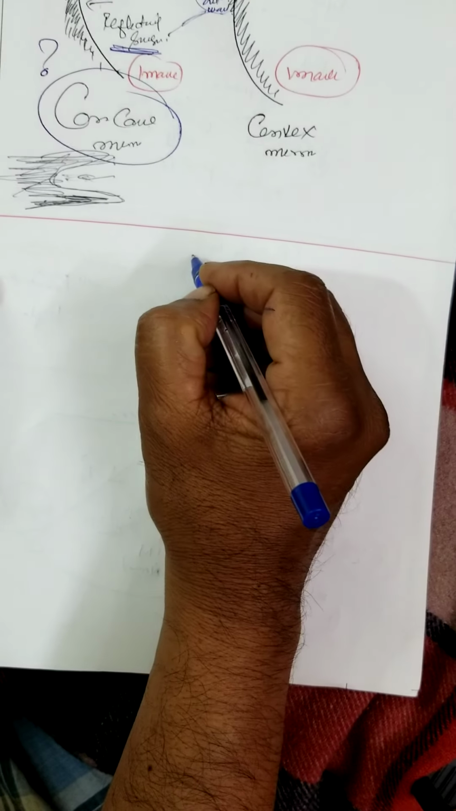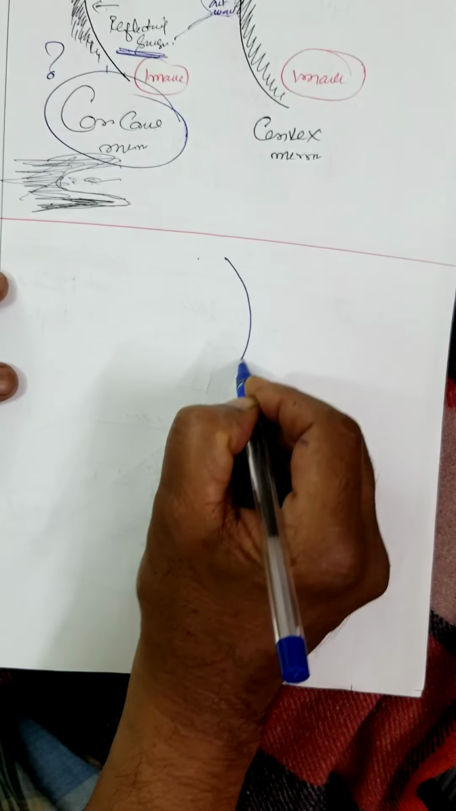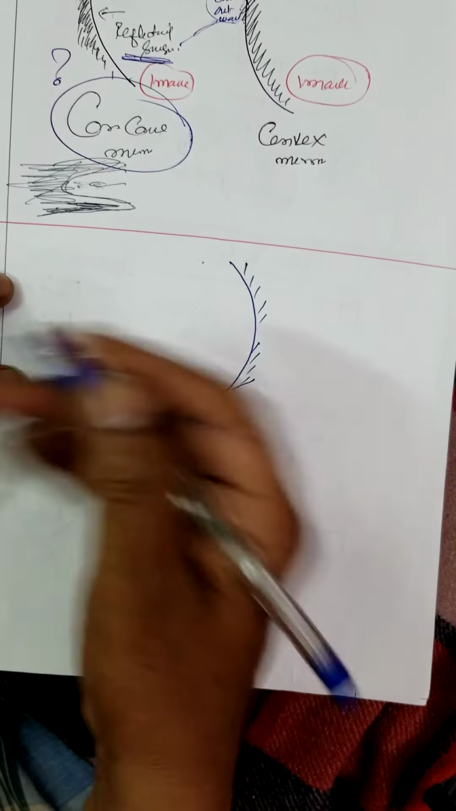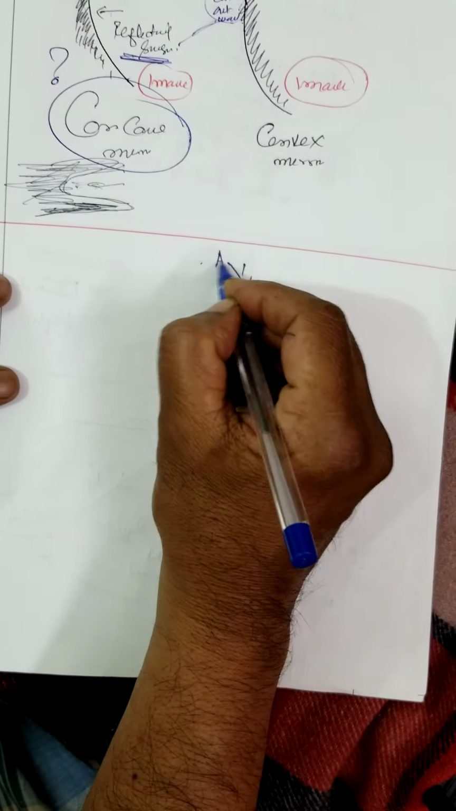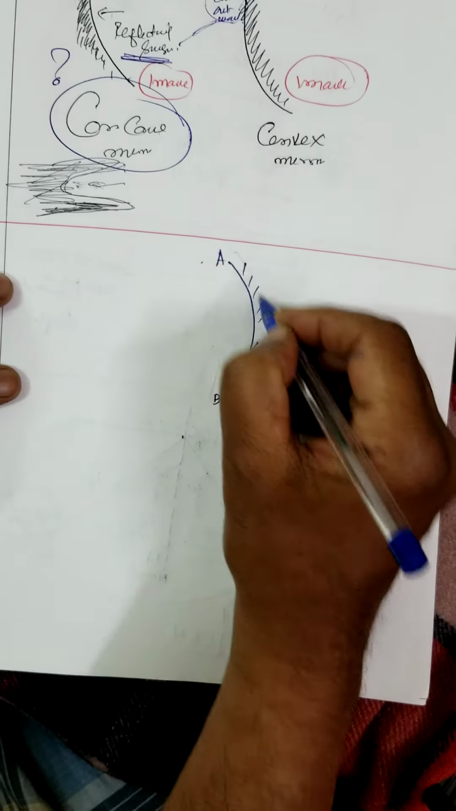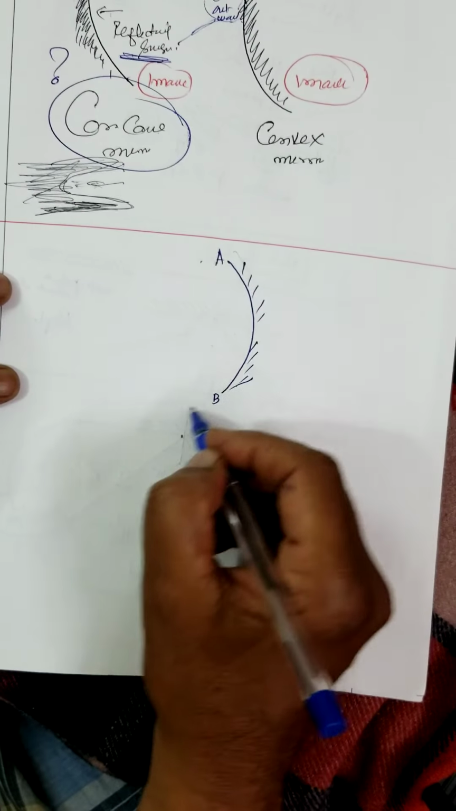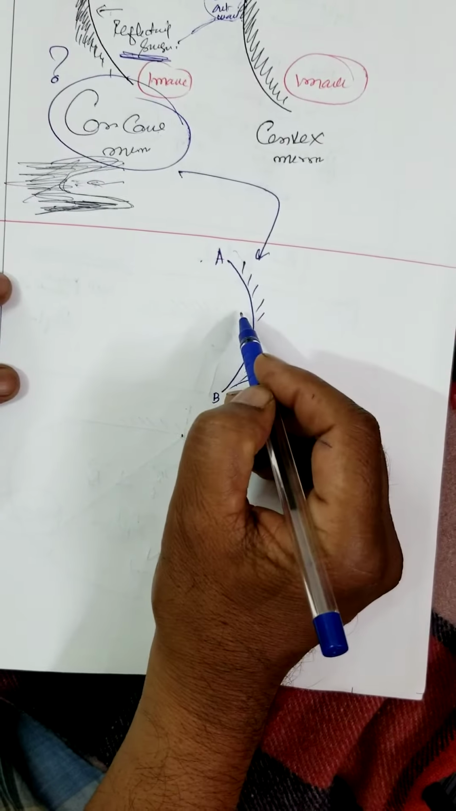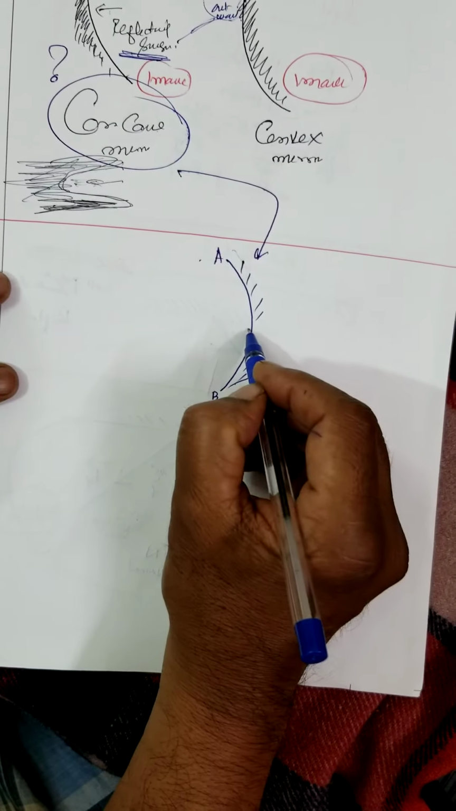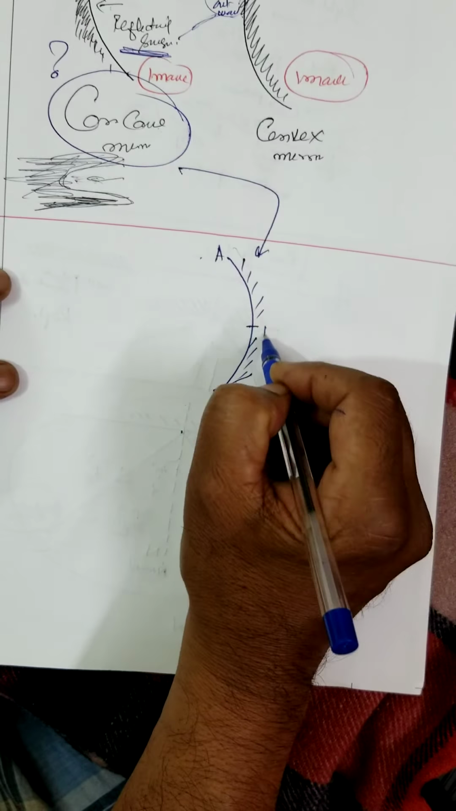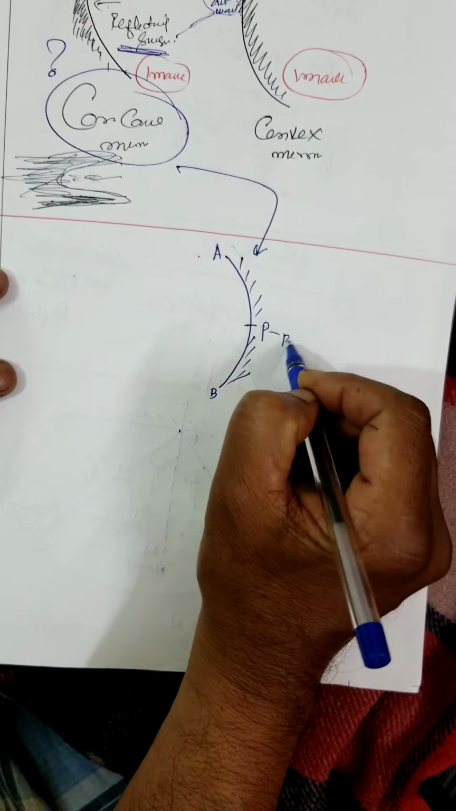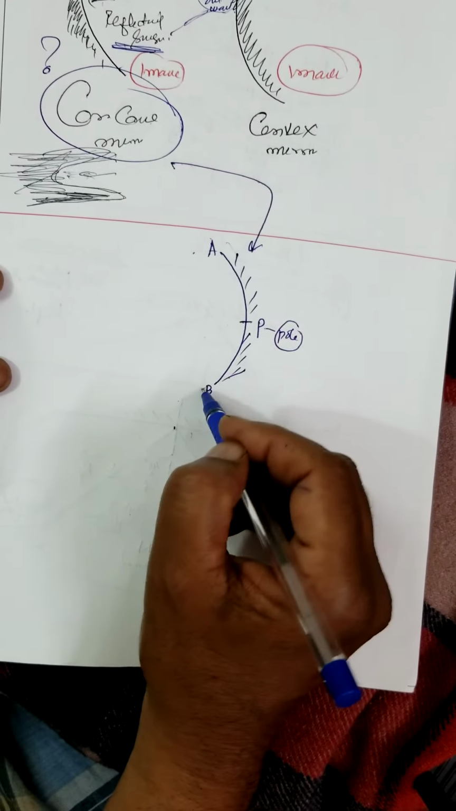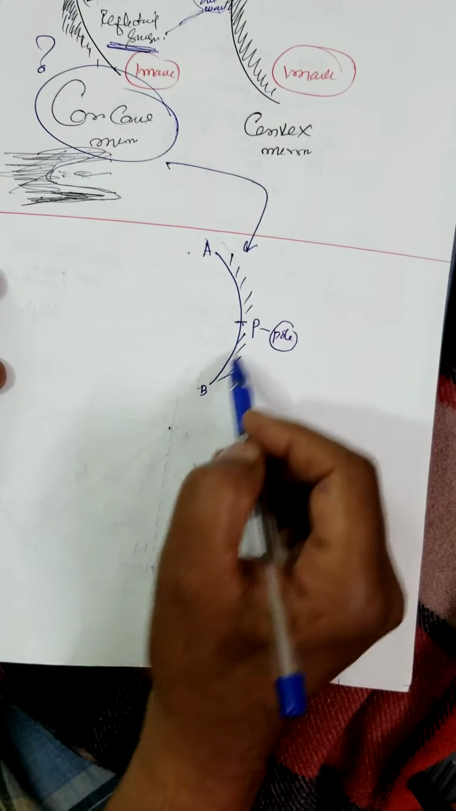I'll take the concave surface. See, I can take it this way also, a concave surface. You draw in both directions, this side, other side. Now, AB. AB is a portion of this concave surface. Now, what is the center? P, this is called the pole. What is the pole? Pole is the center of the spherical surface.